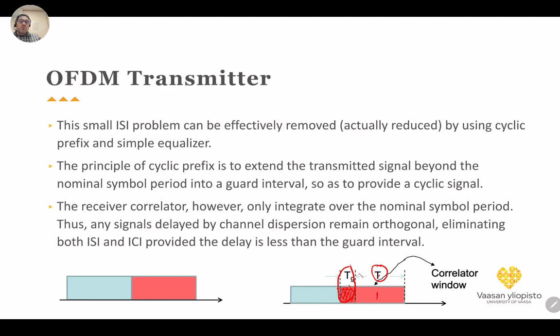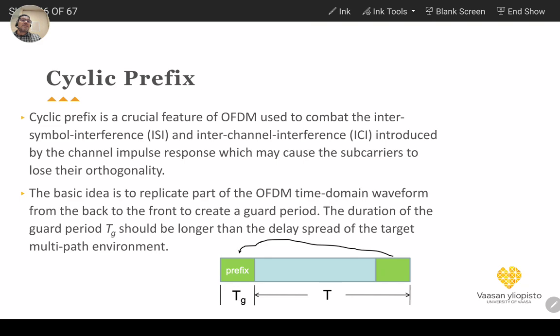We keep this guard time in between them, but we don't leave it free of sending anything. Actually, we take part of the signal and we put it here in order to keep the orthogonality between subbands. It is like a cyclic prefix. So we borrow some part from this one and put it in that time, which is left for the reduction of ISI, inter symbol interference, and also inter carrier interference. More explanation is given here.